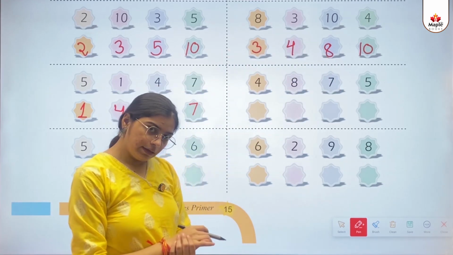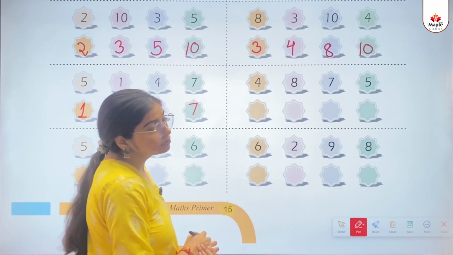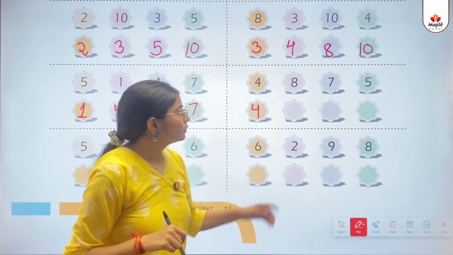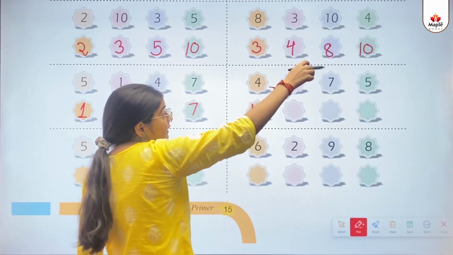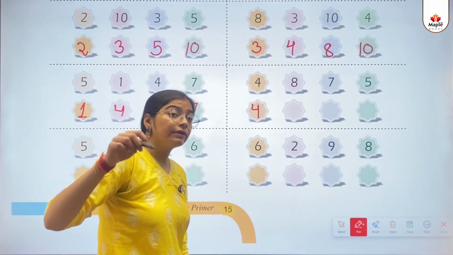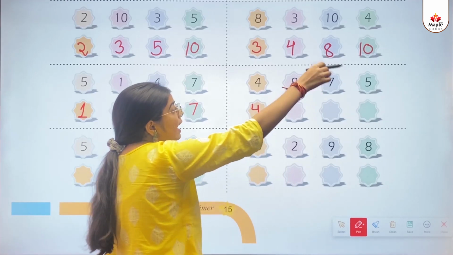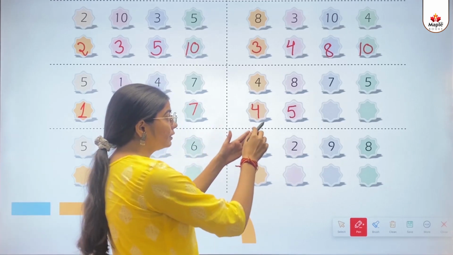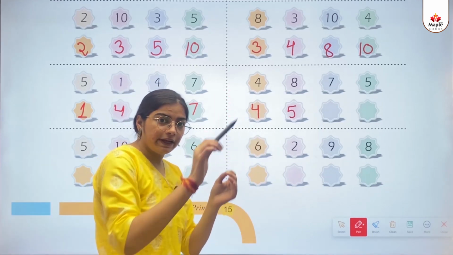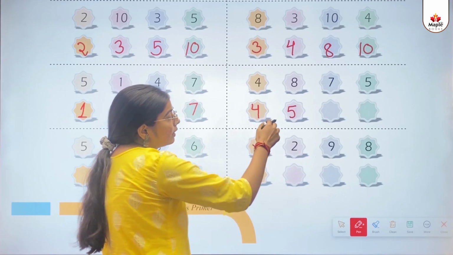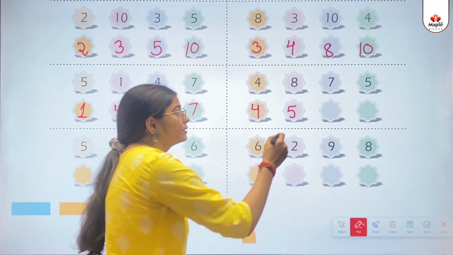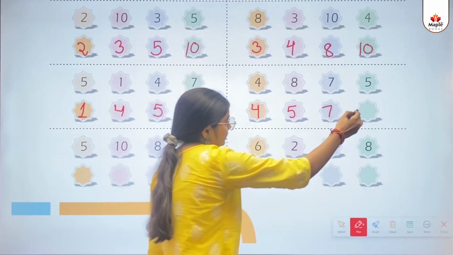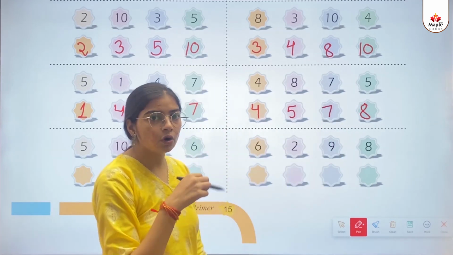Then in this part, similarly, 4, 8, 7, 5. These numbers are written here. Which one is the smallest one? 4 is the smallest one. Then, which one is the greater one from the remaining? 5, meaning greater than 4 but smaller than the remaining ones. Then, which one is the greater one? Then after 5, that is 7. And afterwards 8. 8 is the greatest one from all of them.